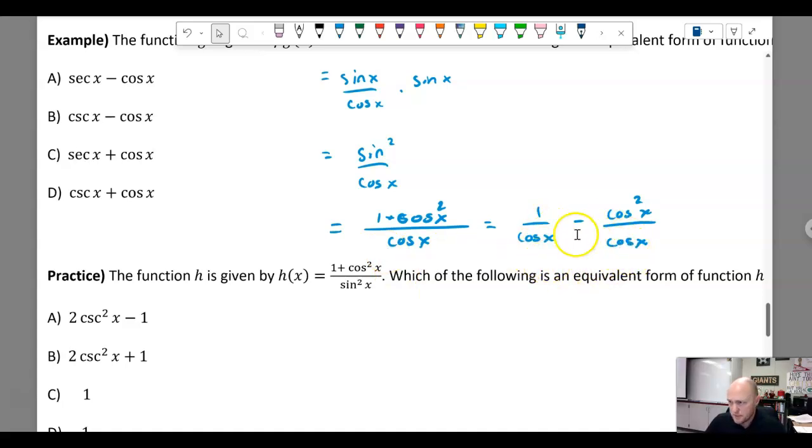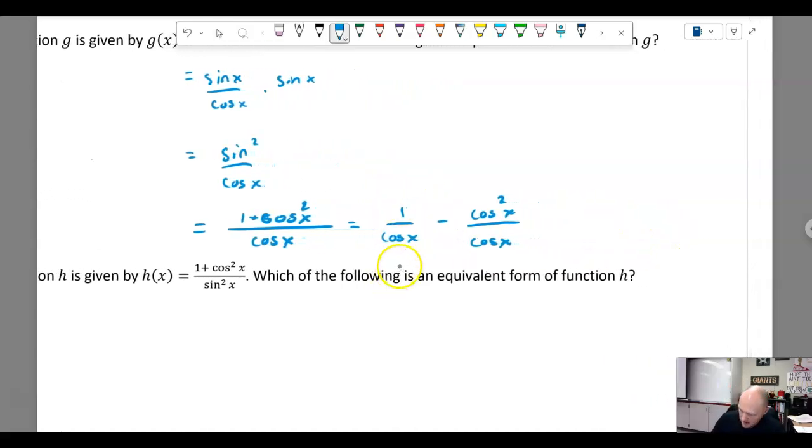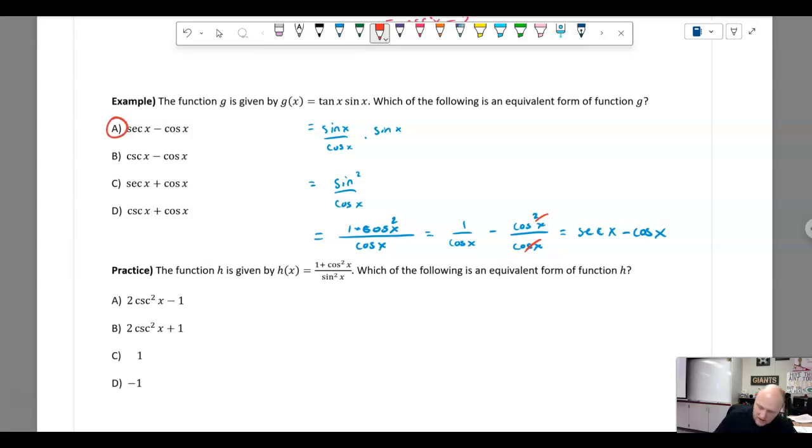So now what I have, 1 over cosine, well, that is secant. And cosine squared over cosine is just cosine. They cancel. Okay, so is this an option? Sure is, A. Okay, so again, strategies we use here: change everything to sine and cosine, use a Pythagorean identity for the powers of 2, and then you can split that monomial denominator.